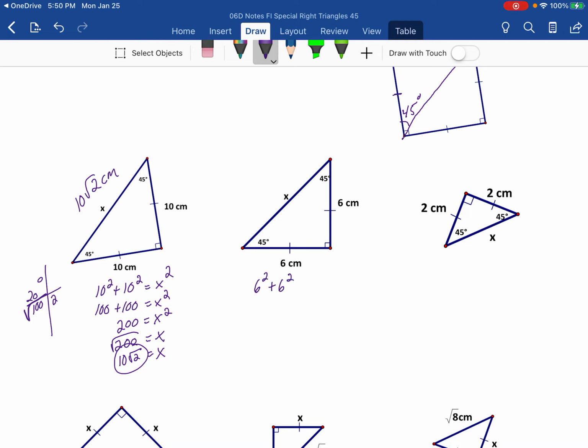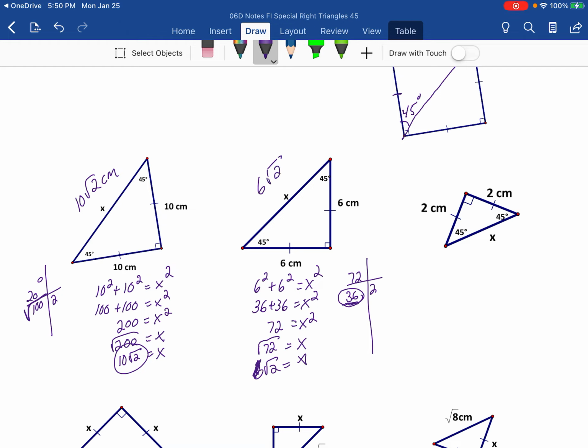I do the same thing for the next one. 6 squared plus 6 squared is equal to x squared. 36 plus 36 is equal to x squared. 72 is equal to x squared. X is going to be the square root of 72. We simplify. 72 divided by 2 is 36, and this right here is a perfect square, so this is going to be 6 radical 2.